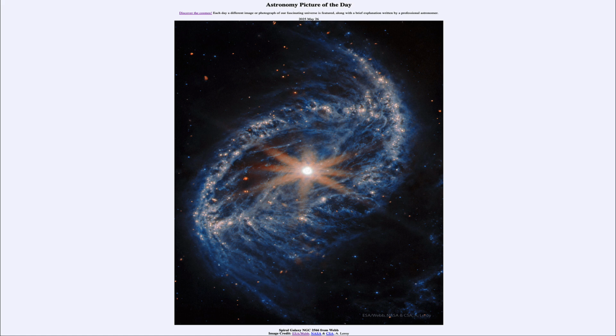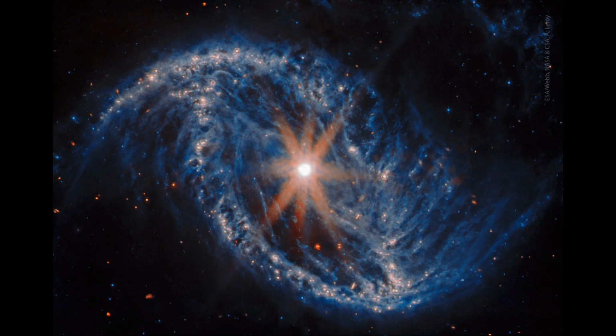Today's picture for May 26th of 2025 is titled Spiral Galaxy NGC 2566 from Webb. So what do we see here? We're going to turn this picture a little and take a look at it. And this is a picture of a spiral galaxy known primarily by its catalog designation of NGC 2566.